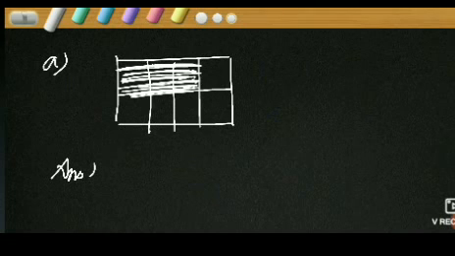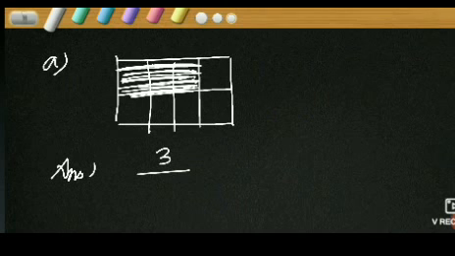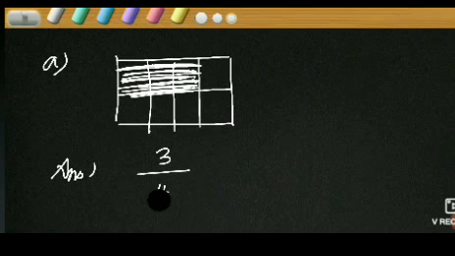Part by whole. How many parts are shaded? Yes, 3 parts are shaded. Among how many total parts? Total number of parts? Yeah, 8. 3 by 8 is the required answer, isn't it?